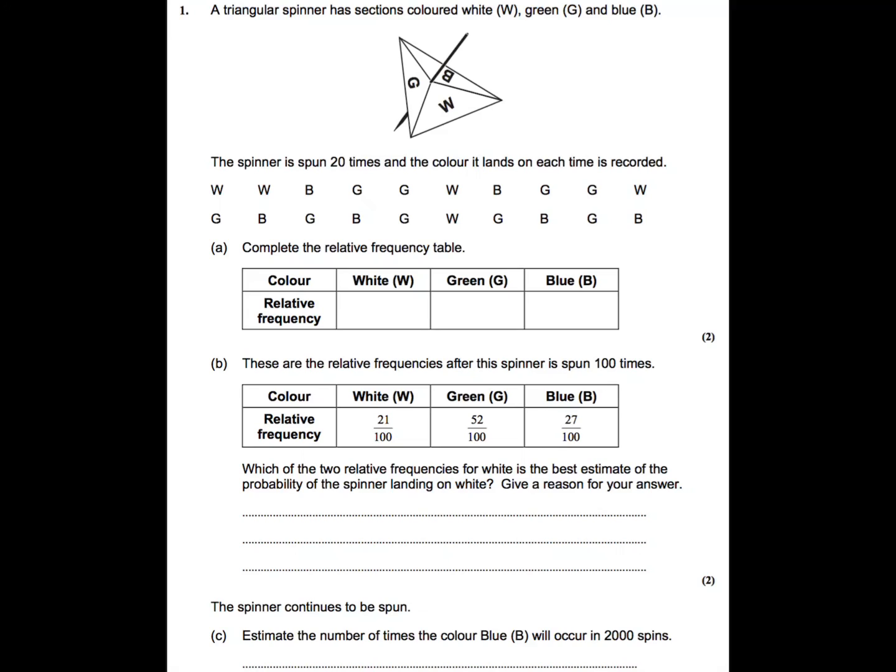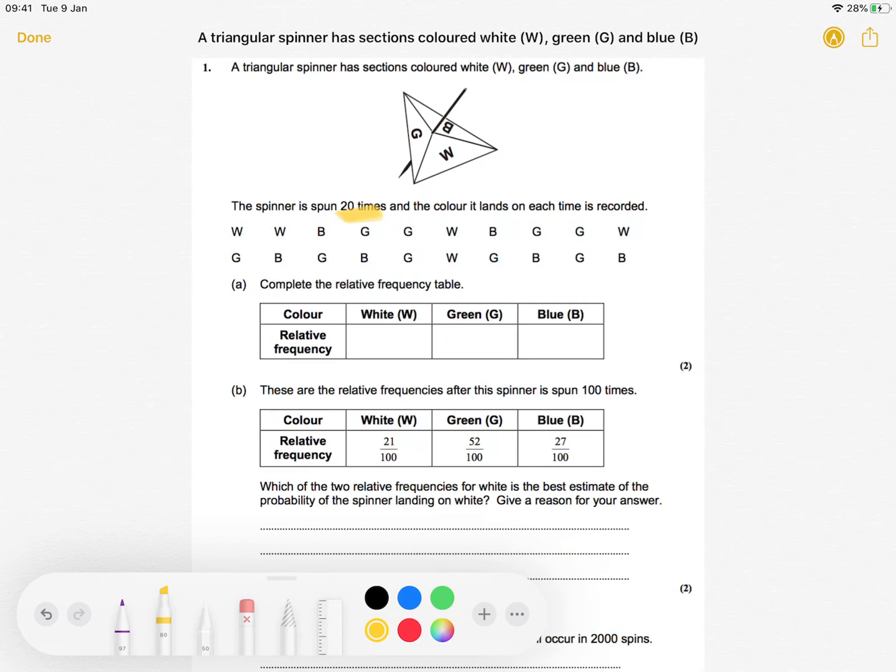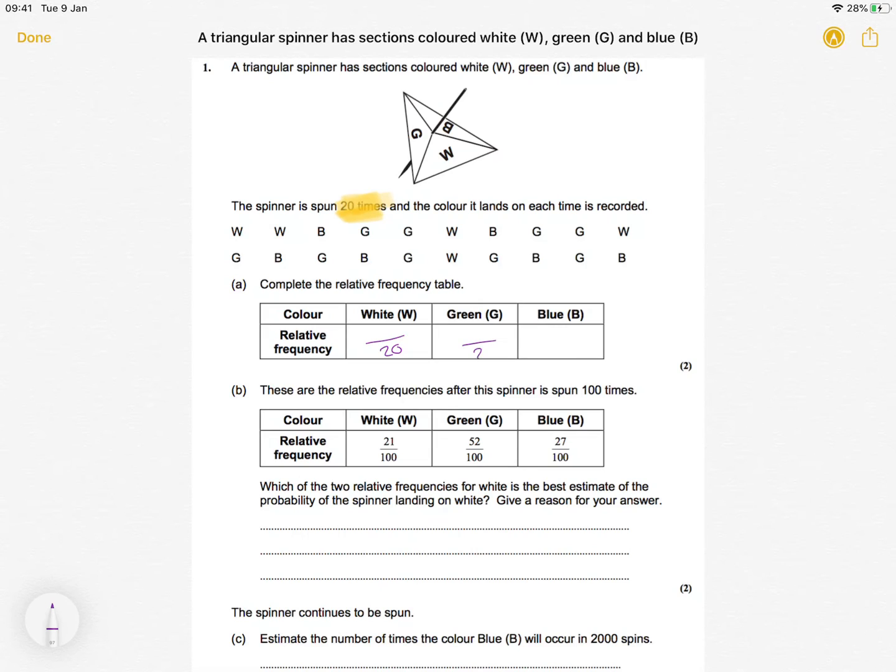So, a triangular spinner has sections coloured white, green and blue. So I've got them labelled here, that's my spinner. It's spun 20 times, and the colour it lands on each time is recorded. So I've got an experiment here that someone's undertaking. Complete the relative frequency table. So first of all, they're out of 20. So I know my probabilities are all going to be out of 20.